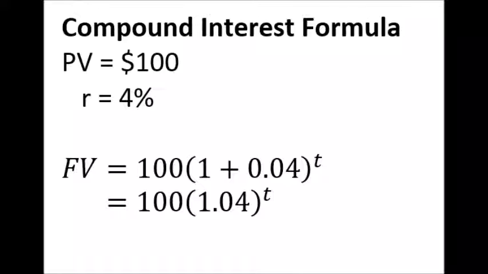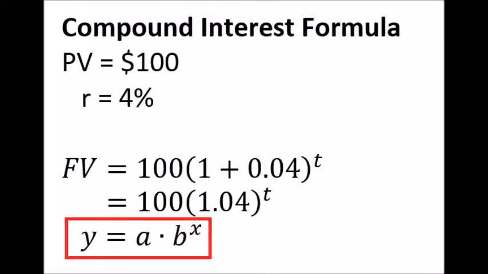Take this example. Let's start with $100 and invest it in a bank that pays 4% interest per year. Notice I had to convert 4% to a decimal. Divide it by 100 to get 0.04. So the future value is 100 times 1.04 raised to the t. Simple enough to plug in the values of two variables.